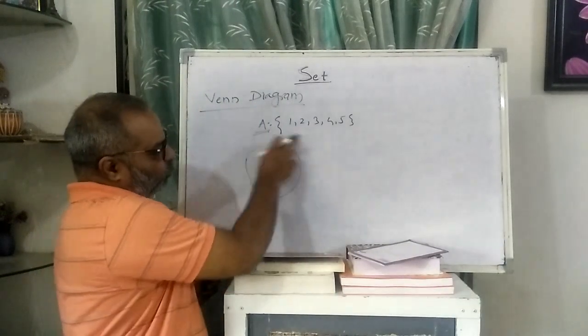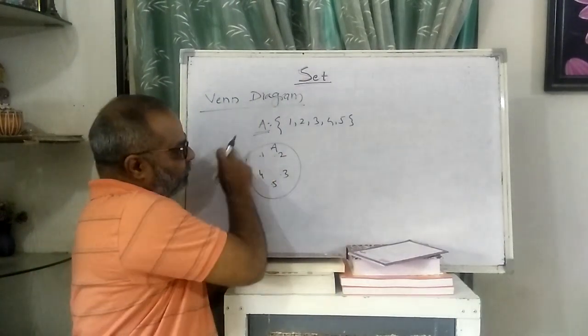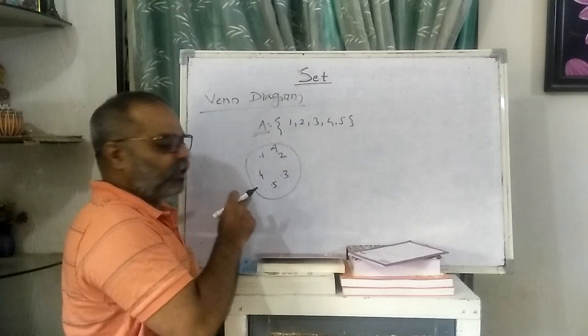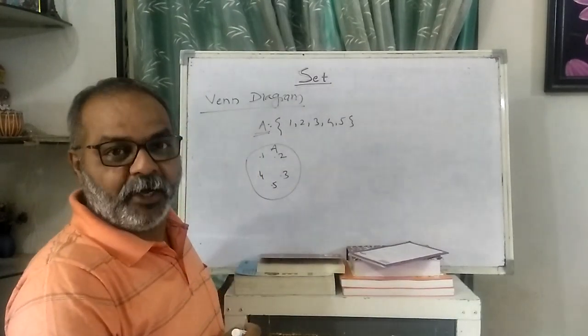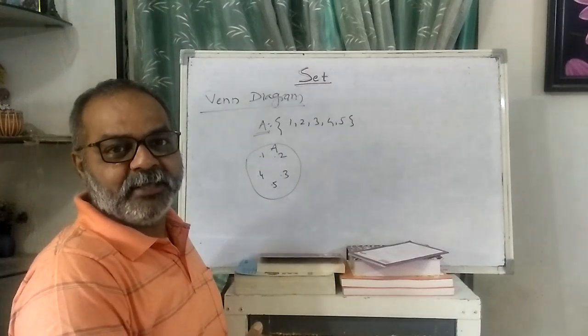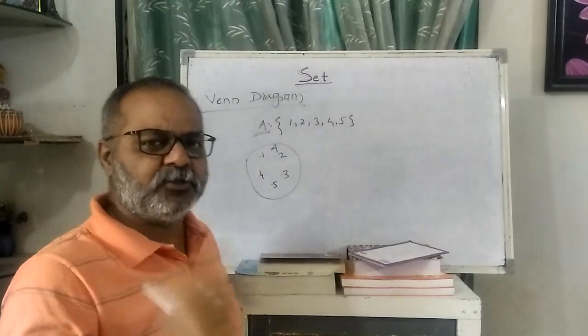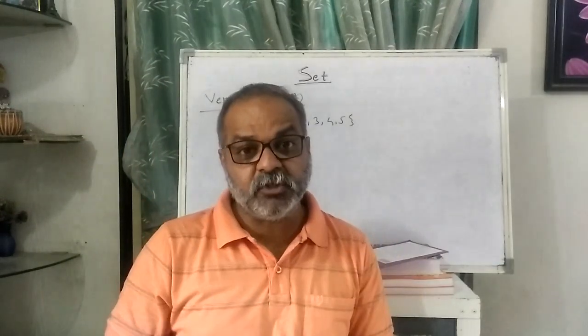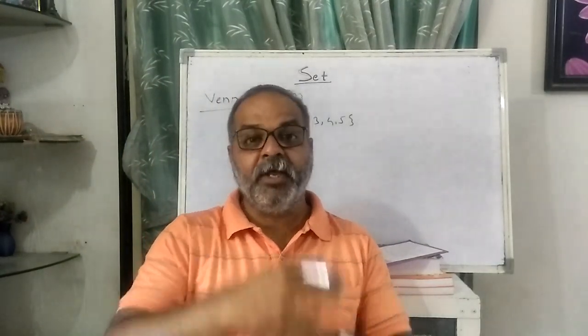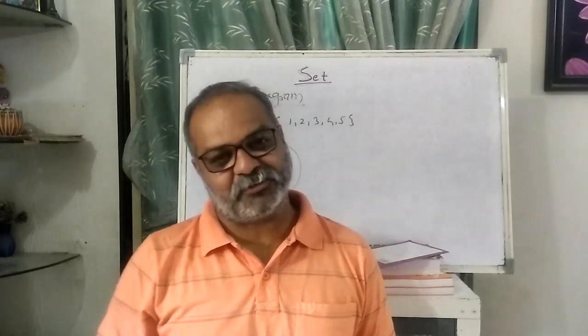Okay. So this is a closed figure and this is a form to write a set. And that was first written by John Venn. So that diagram is called a Venn diagram. It is a very important logical tool. You can use the Venn diagram to solve various logical questions.